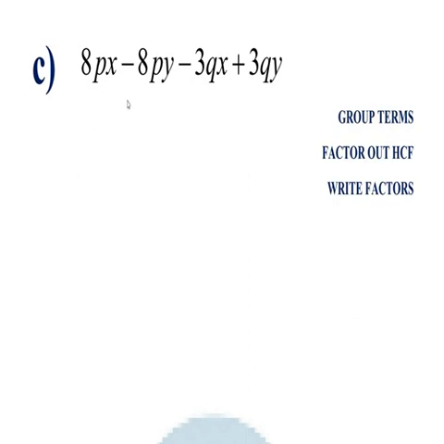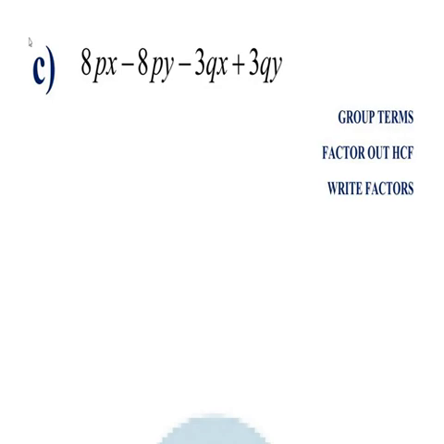C. I think it's a bad habit. Every time I see C, I normally say it's 3. I don't know why, but who cares? Moving on. So we have 8px minus 8py minus 3qx plus 3qy.